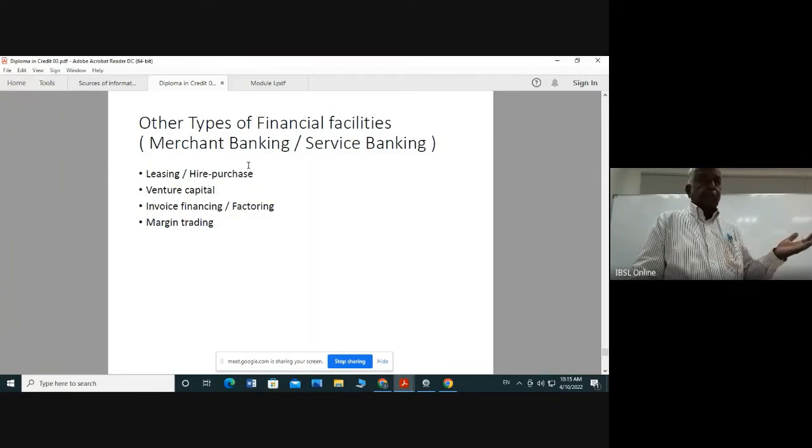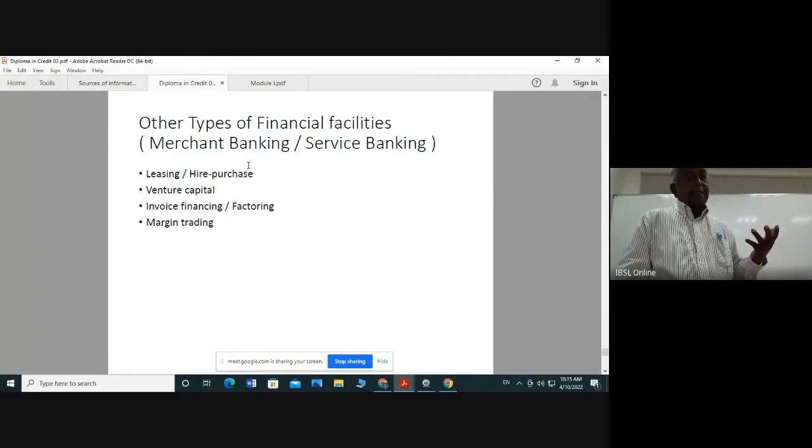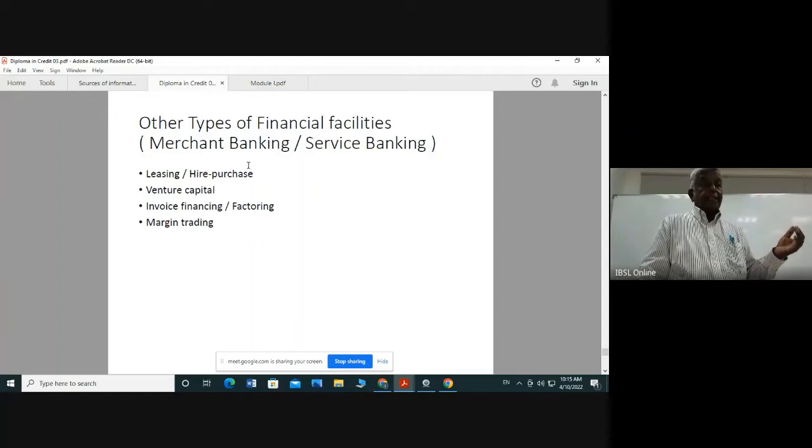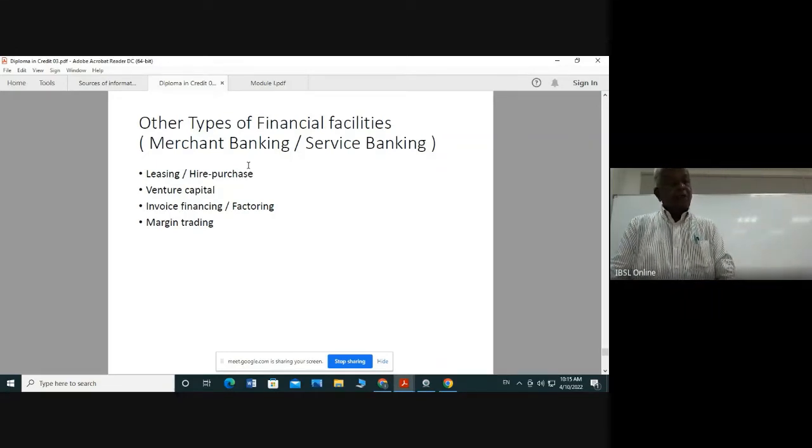So margin trading, of course, most of the commercial banks provide to their best customers. And leasing, hire purchase also, the banks are providing. The venture capital, there are specialized companies to provide venture capital, and some banks have their subsidiaries to provide venture capital facilities to the customer. Similarly, invoice financing or factoring is also done by some specialized financial institutions, and some banks also have their subsidiaries to provide invoice financing or factoring. Right? So this is the one.